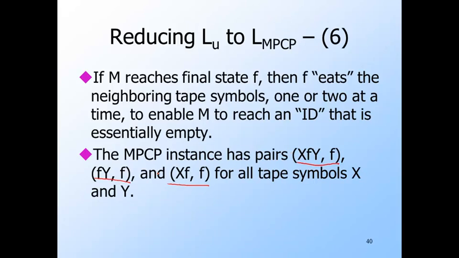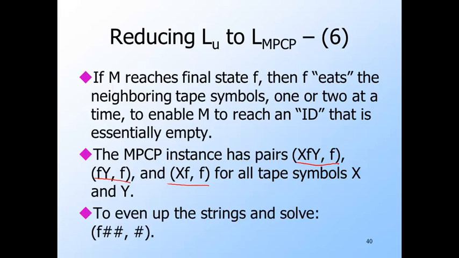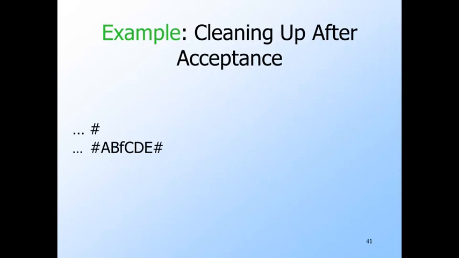Using these pairs, together with pairs of the form XX to copy parts of IDs as we have done, we eventually get to an ID that is only the state F. Of course, that isn't an actual ID of M, but it doesn't matter anymore. And one more pair, F pound pound, paired with the pound sign, will end the two strings being formed, making them the same and yielding a solution to the MPCP instance.